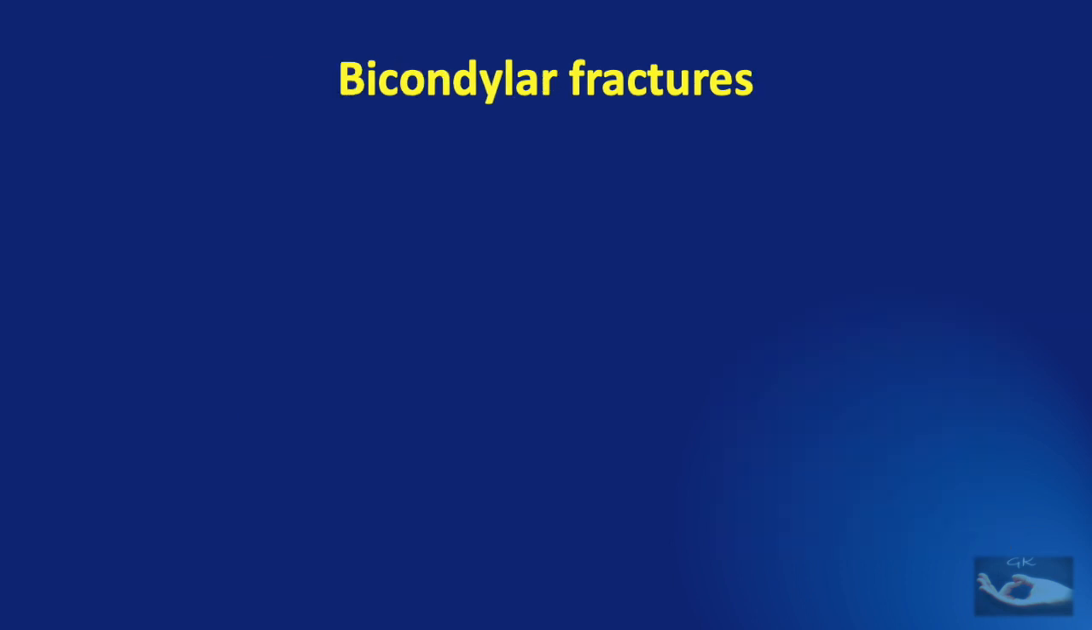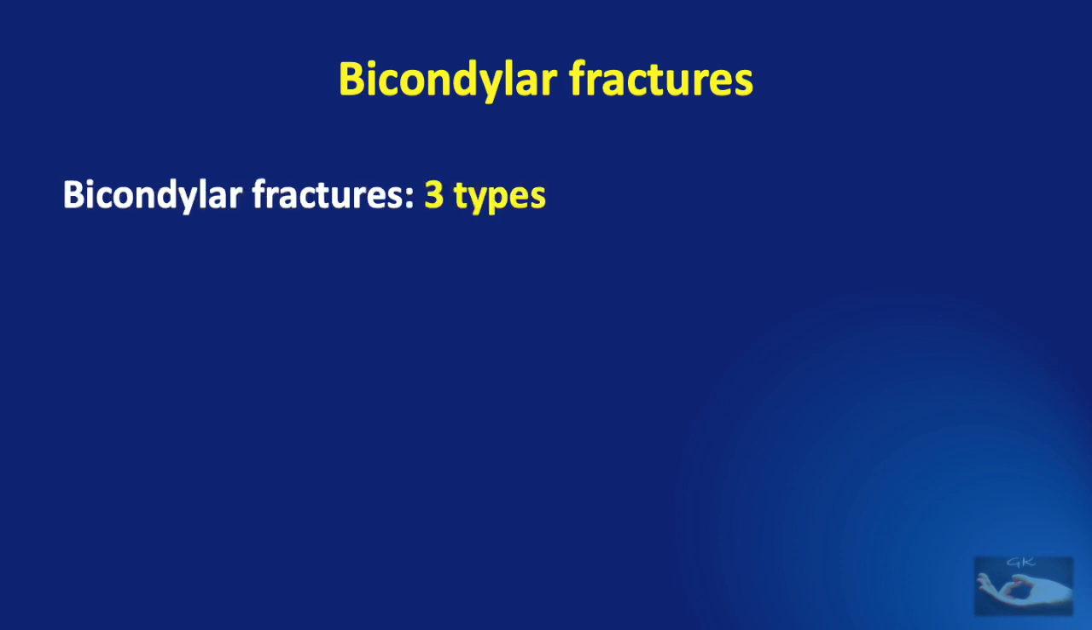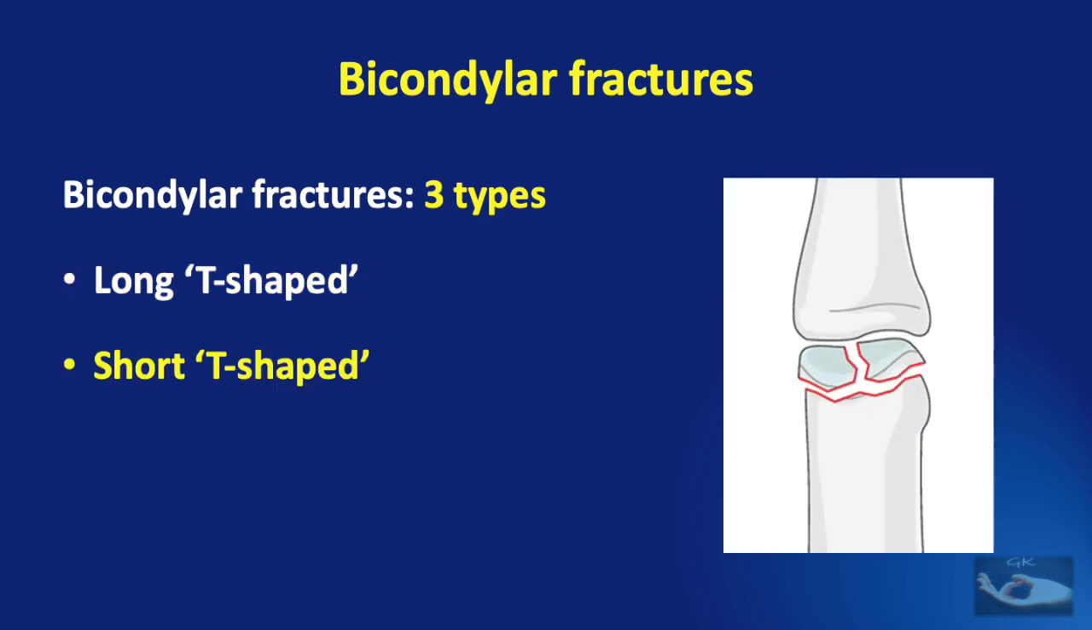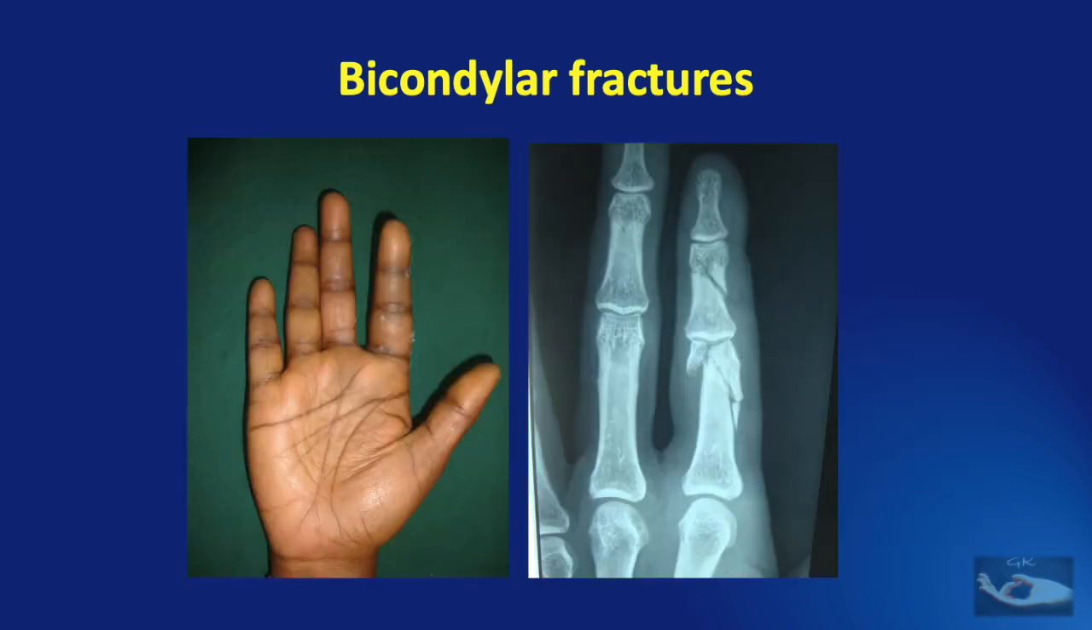Let us now consider bicondylar phalangeal fractures. This usually results from sports injuries due to axial load combined with lateral angulation of the finger. Bicondylar fractures are of three types: long T-shaped, short T-shaped, and lambda fracture, which is a combination of a long oblique fracture and a short oblique or transverse fracture. This shows a lambda bicondylar fracture of the proximal phalanx with a fracture of the middle phalanx.